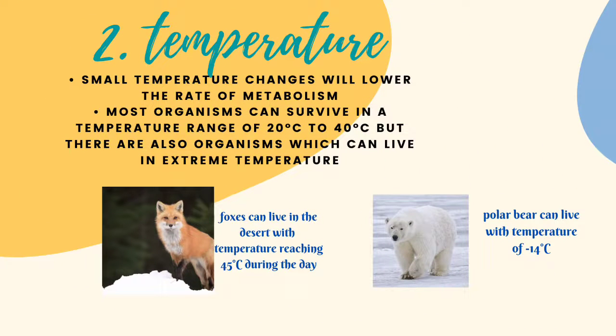Next, temperature. Small temperature change will lower the rate of metabolism. Most organisms can survive in a temperature range of 20 degrees Celsius to 40 degrees Celsius, but there are also organisms which can live in extreme temperature. For example, foxes can live in the desert with temperature reaching 45 degrees Celsius during the day, and polar bears can live with temperature of negative 14 degrees Celsius.